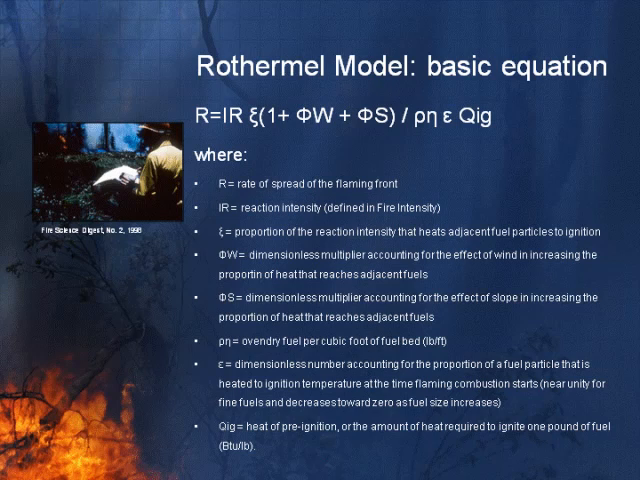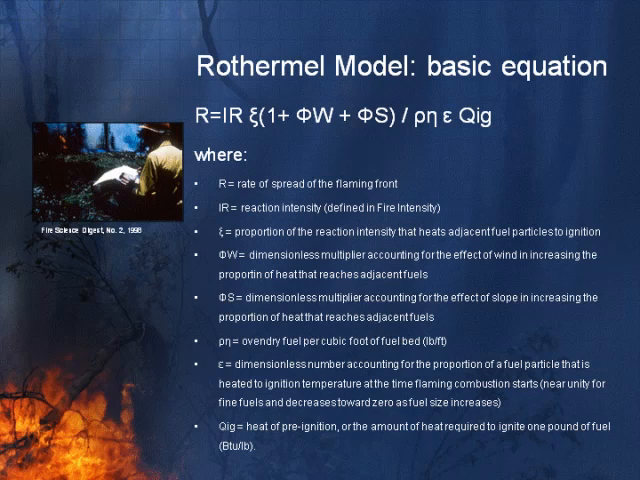Okay, and then there's BW. I said W should be lower, but you get it. It's a dimensionless multiplier accounting for the effect of wind in increasing the proportion of heat that reaches adjacent fuels. And then there's BS. It's another dimensionless multiplier, and it deals with slope rather than wind. So these two are very similar, and you notice that they occupy a similar place in the equation.